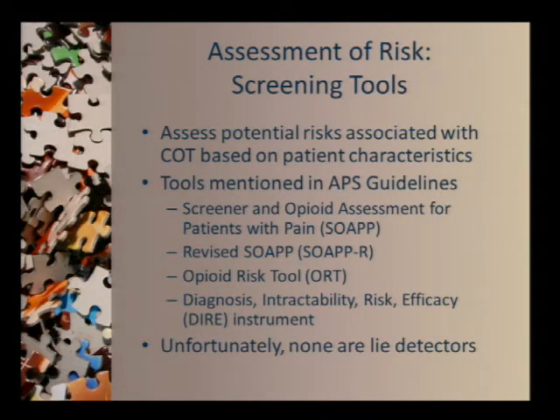So there are some screening tools that we can use to help assess a patient's risk for opioid abuse. And as I said, a lot of these are available in those APS guidelines. Unfortunately, none of these screening tools are lie detectors. Most of the screening tools, it's kind of obvious what the right answer is and what the wrong answer is. So if you have somebody in the office that's trying to game the system, they can pretty much answer these screeners and get a good score. And so if you have your doubts, that might be a time when you want to send those patients to a psychologist who might have some better tools available.